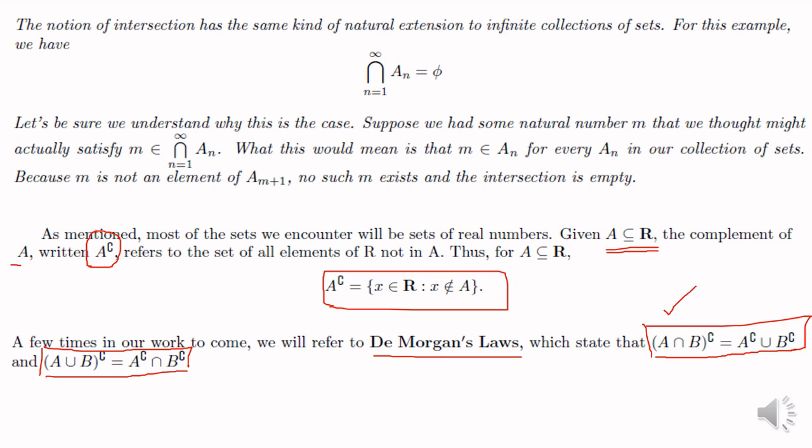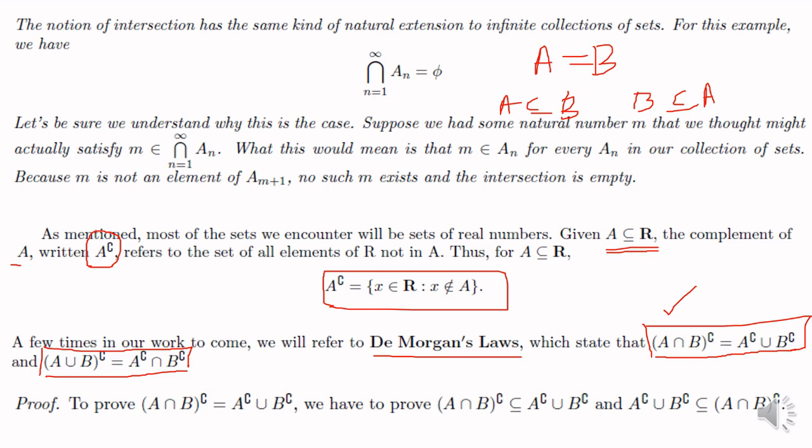Now to prove that two sets are equal, suppose A and B are two sets, we need to first prove that A is a subset of B, and we also need to prove that B is a subset of A. So two sets A and B are equal if A is a subset of B and B is a subset of A. We use the same concept to prove this. First we will prove that A intersection B whole complement is equal to A complement union B complement. In order to prove that, we have to first prove that A intersection B, the whole complement, is a subset of A complement union B complement. And again, we have to prove that A complement union B complement is a subset of A intersection B, the whole complement.